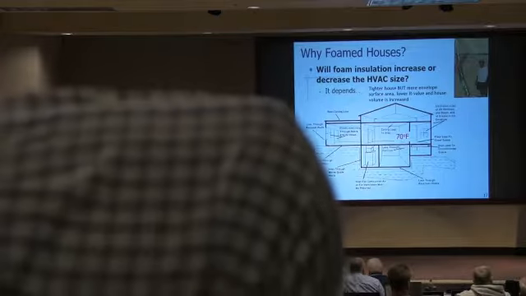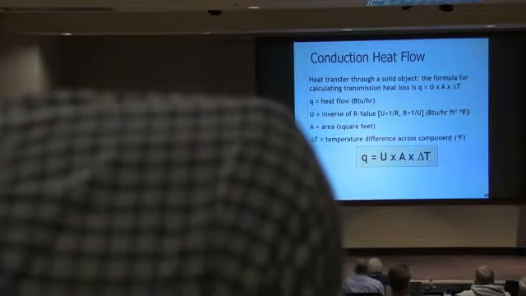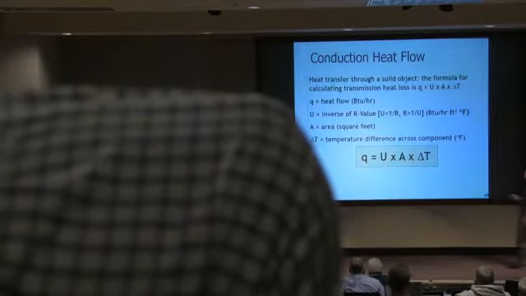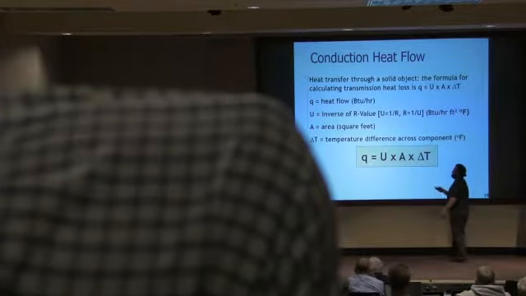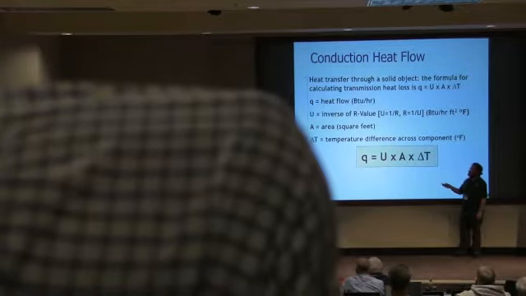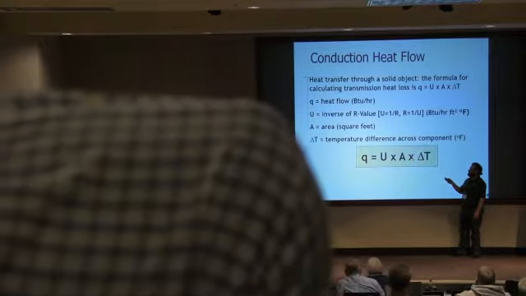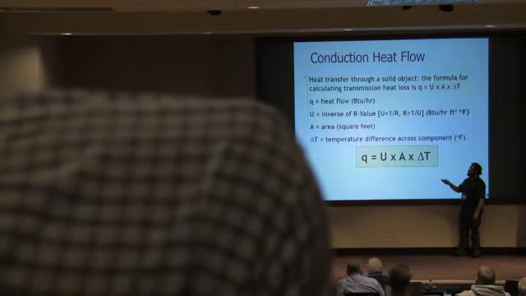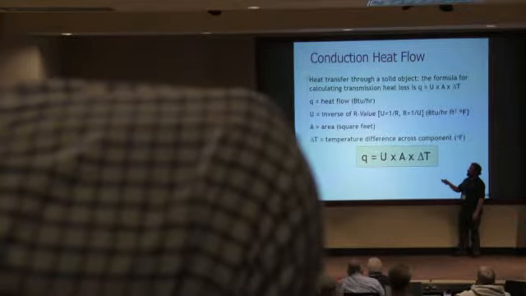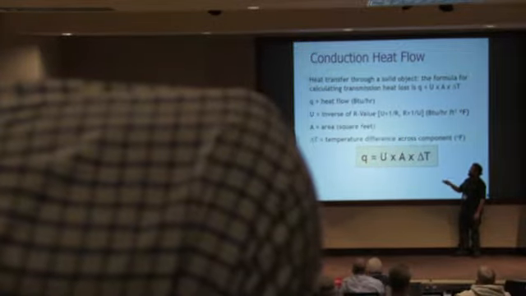All right, so y'all have probably seen this equation before. Q is heat flow. Q is a function of U times area times delta T. R is resistance to conduction. U is a measure of conduction. Area is the area of the surface, and delta T is the temperature difference across the surface, right? So what's my outside temperature? What's my inside temperature? That's my delta T.